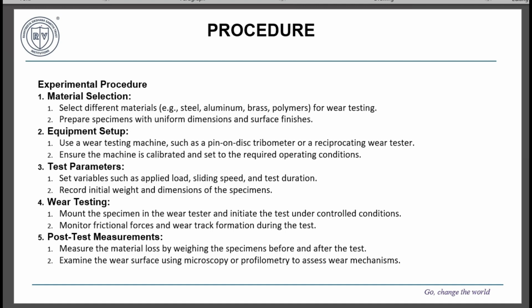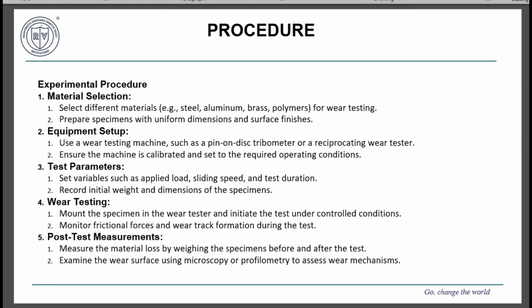Now, ensuring the machine is calibrated and set to the required operating conditions is crucial. Next is testing parameters. Set variables such as applied load, sliding speed, and test duration, and record the initial weight and dimensions of the specimen. Now mount the specimen in the wear tester and initiate the tests under controlled conditions. Monitor frictional forces and wear track formation during the test.